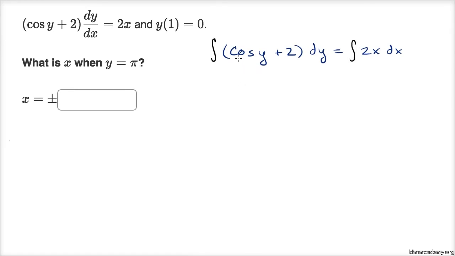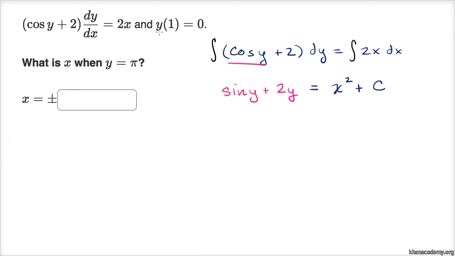So if I integrate both sides, what am I going to get? The antiderivative of cosine of y with respect to y is sine of y, and then the antiderivative of 2 with respect to y is 2y. And that is going to be equal to the antiderivative of 2x with respect to x, which is x squared. And we can't forget that we could say a plus a different constant on either side, but it serves our purpose just to say plus c on one side. And so this is a general solution to the separable differential equation.